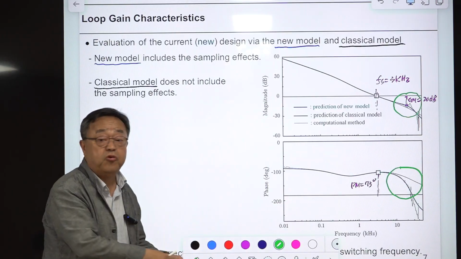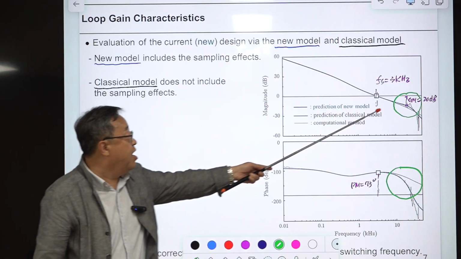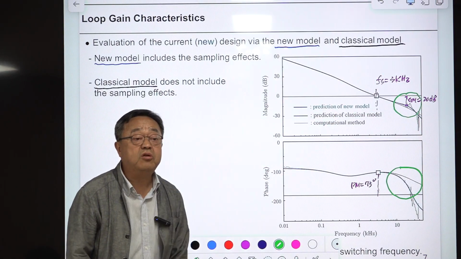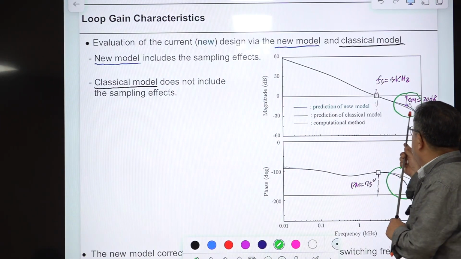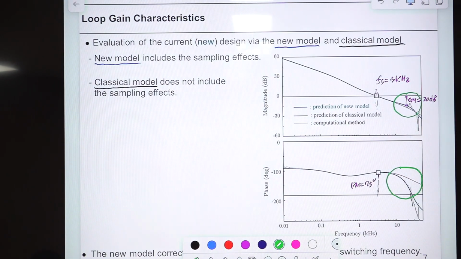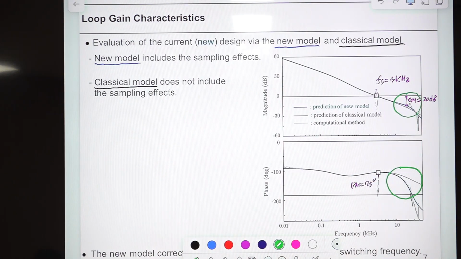Okay? If you don't have the new model, then you can do the computational method. And you see this. All right? Actually, the motivation of Ridley, probably he observed this peaking at the half switching frequency through the experiment, and he tried to fit his model to predict that peaking at the half switching frequency, intentionally, probably. I don't know. Okay? All right, so that's that.